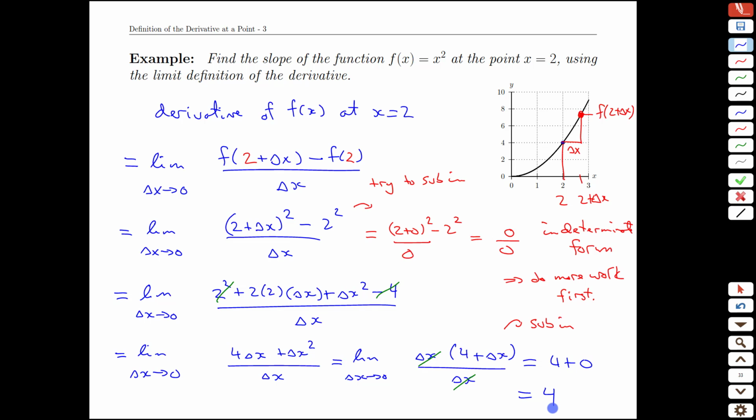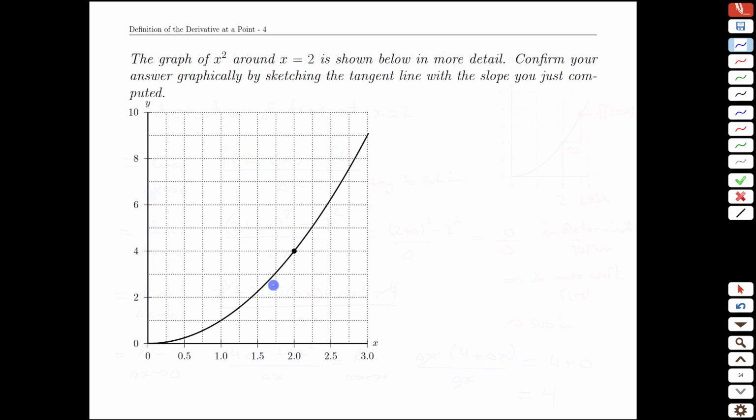And so we should see that the slope of a tangent line at the point x equals 2 is actually 4. This is strictly using the definition, what we mean by rise over run, when the run distance gets smaller and smaller and smaller. Here's a more detailed view of the graph of x squared around x equals 2, and what we should be able to do then is see that the slope of the tangent line, which is what the derivative means, is exactly equal to a slope of 4.